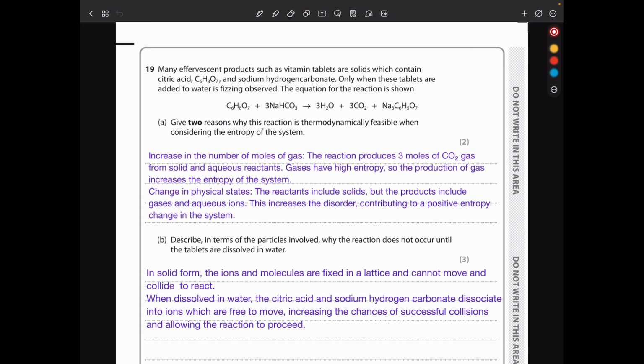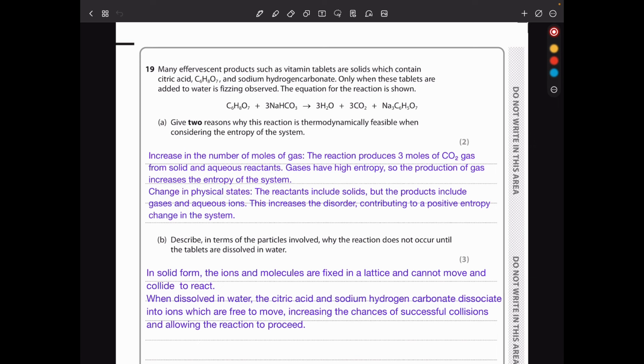So here we can see it leads to an increase in the number of gaseous molecules, 3 molecules of gas. So these gases have a high entropy. I said increase in the number of moles of gas. The reaction produces 3 moles of carbon dioxide gas from solid and aqueous reactants. Gases have a high entropy, so the production of gas increases the entropy of the system.